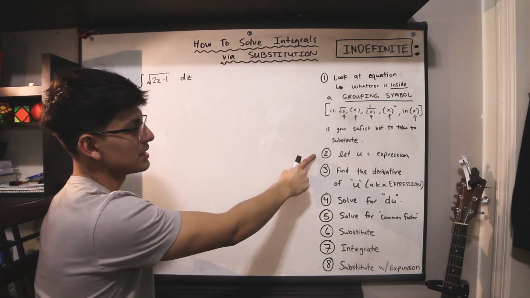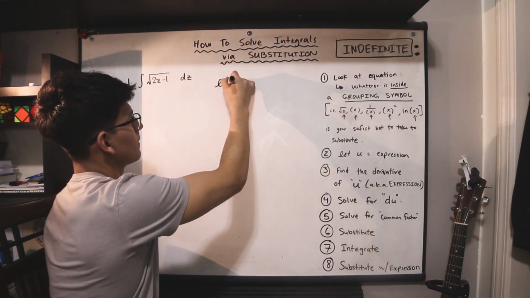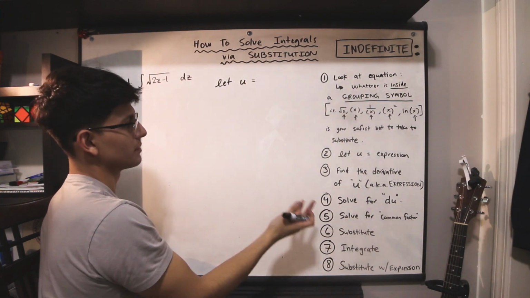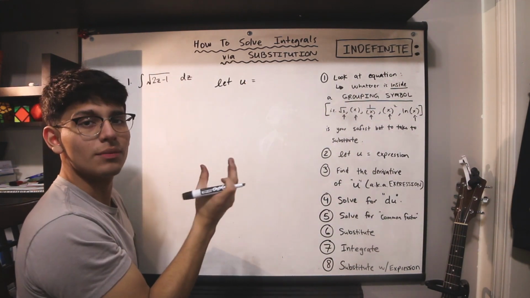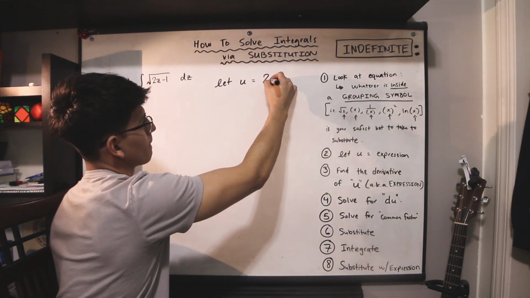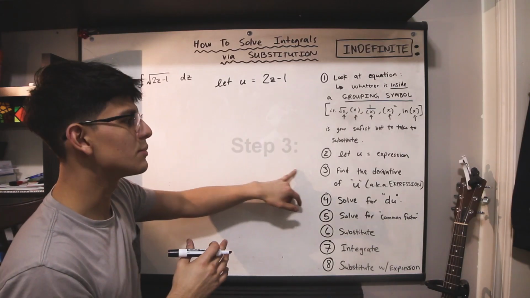So the way we substitute is we let a variable, in this case we typically use u, let u equal the expression. What expression are we taking from that grouping symbol? Well, it's 2z minus 1. Alright, cool. So let's move on to step 3.